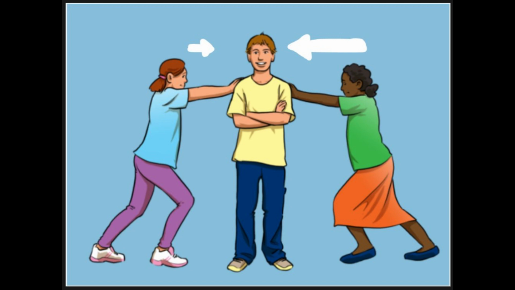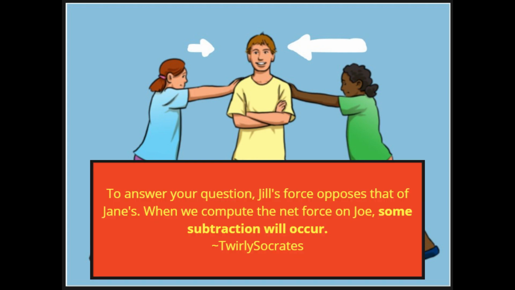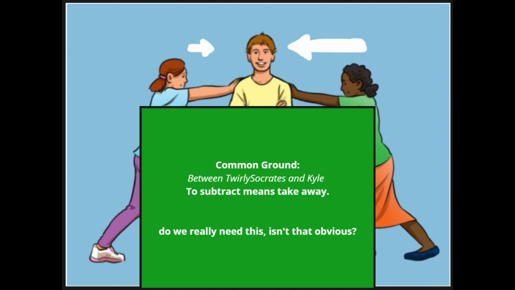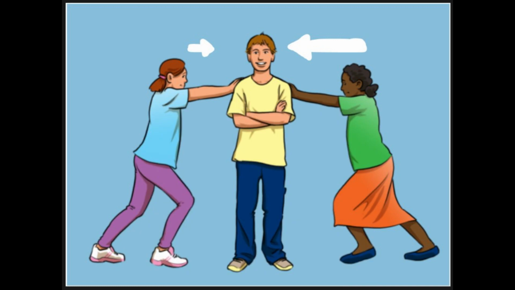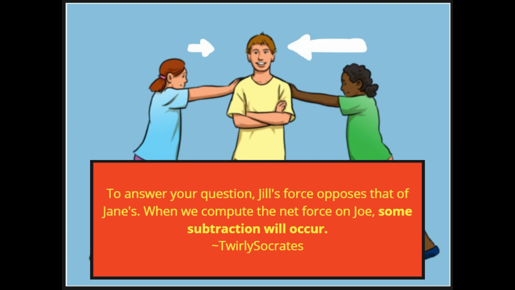Do you agree that Jill is not taking any force away from Joe or Jane in this scenario? To answer your question, Jill's force opposes that of Jane's. When we compute the net force on Joe, some subtraction will occur. Do you agree that subtract means take away? To subtract means take away. Do we really need this? Isn't that obvious? If you are subtracting forces but don't claim Jill is taking any force away from Jane, then yes, we need this. You claimed some subtraction will occur.